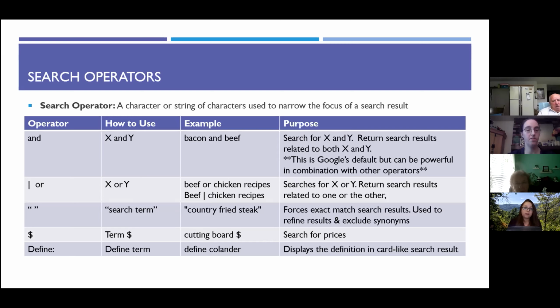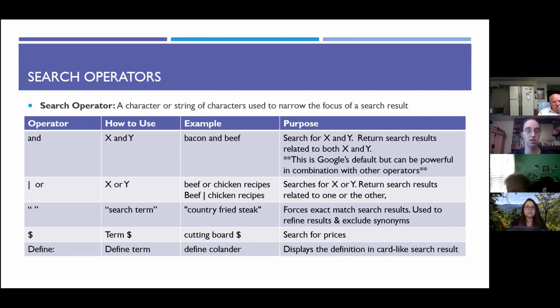Now, when you're typing into Google, as in the database world, you can use different types of operators. So when it comes to Google, a search operator is a character or a string of characters used to narrow the focus of a search result. When you search a phrase, a question, or a word, Google automatically returns search results related to both X and Y. Thus, if you type beef bacon, or beef and bacon, it means the same thing to Google, and Google will display search results related to beef and bacon.